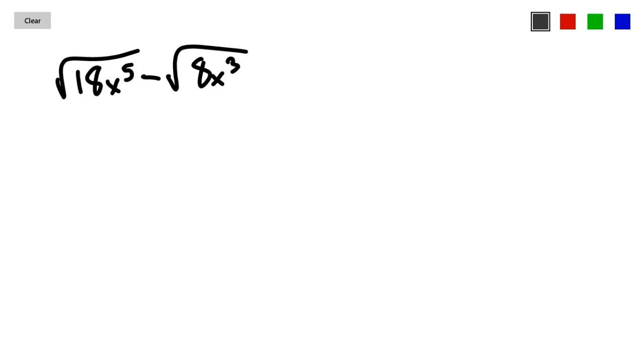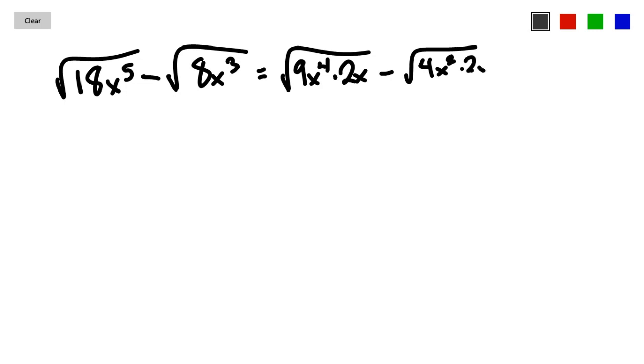Last example. So let's say I had the square root of 18 times x to the 5th minus the square root of 8x cubed. So what I can do is rewrite the inside of these radicals into something that factors as a perfect square so that we can rewrite those radicals and simplify them a bit. So I can rewrite the first radical in this way. I could say this is the product of 9x to the 4th times 2x. And I can rewrite the second radical in this way. This is the product of 4x squared times 2x.